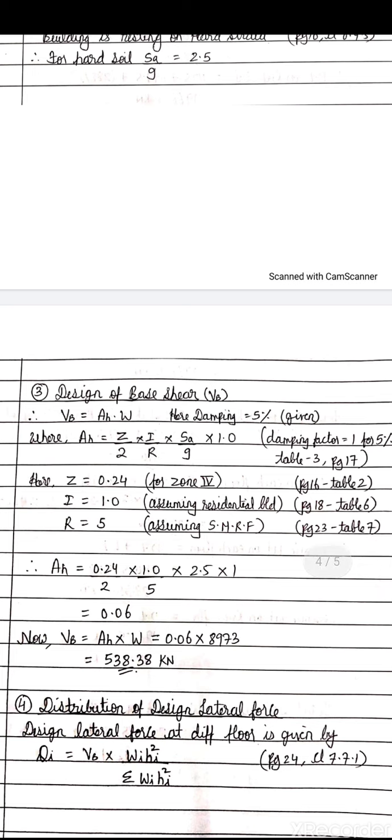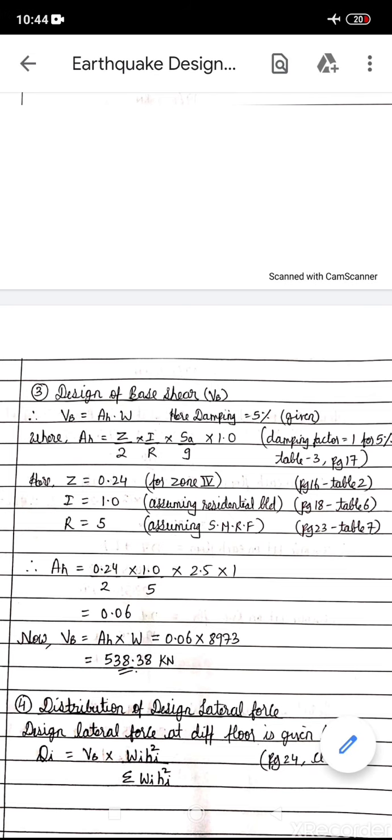So now let us find out the design parameters. First let us find out Z. So Z is equal to, it is given in the question that the zone is 4. So for zone 4, the value of Z is 0.24. Again you can find this in table 2, page number 16.